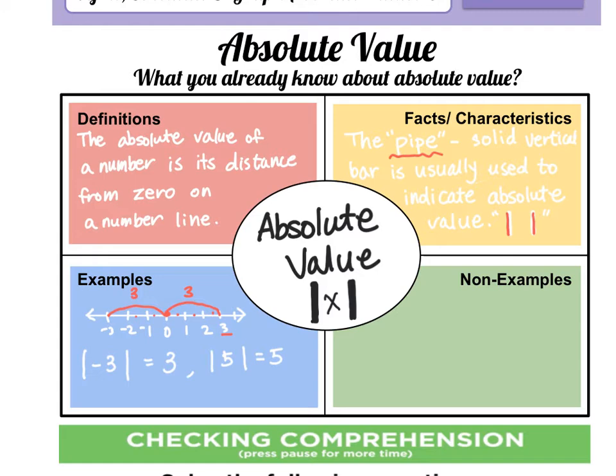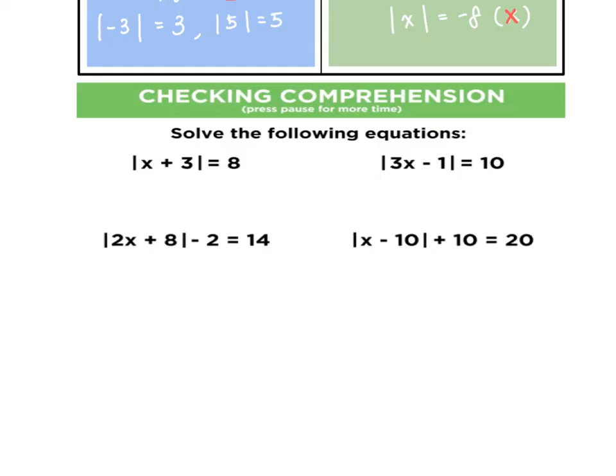What are the non-examples? We can have just any negative number, or if you have an absolute value of x equal -8, that shouldn't exist, right? That's no. Now let's check how to solve the following equations that have an absolute value.